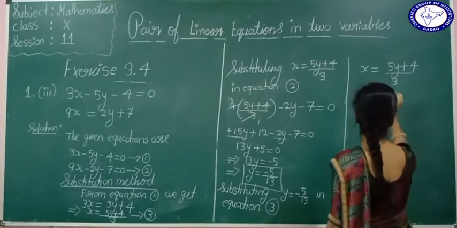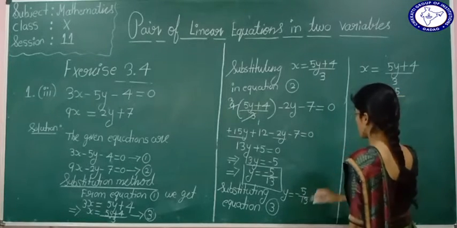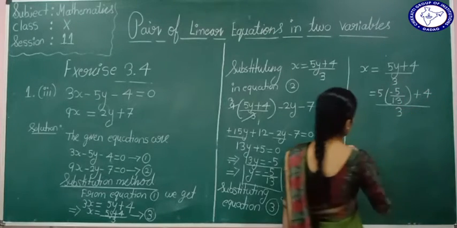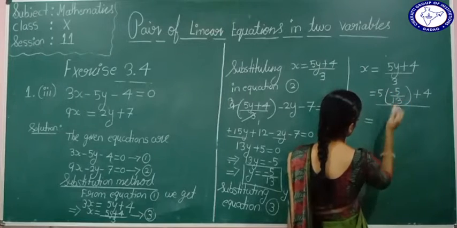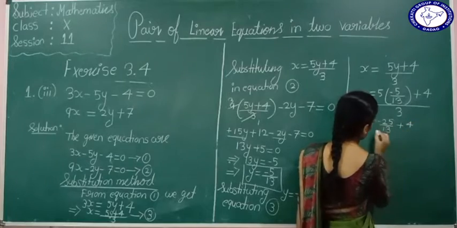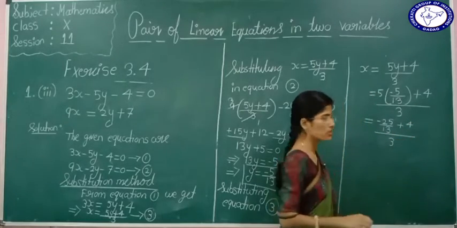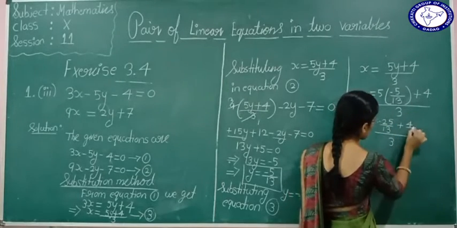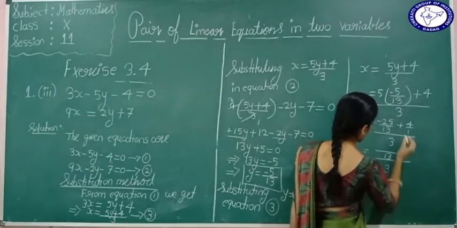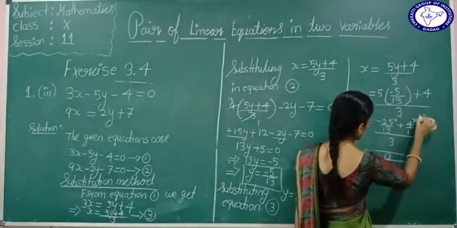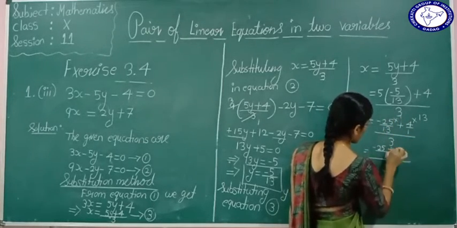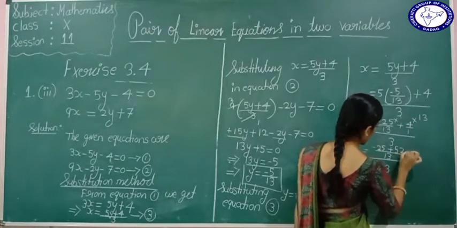The y value we got is minus 5 by 13, so x is equal to (5 times minus 5 by 13 plus 4) divided by 3. Solve this: 5 fives are 25, so it will be (minus 25 by 13 plus 4) whole divided by 3. Now we simplify the numerator. The LCM of 13 and 1 is 13. 13 ones are 13, and here minus is there, so it becomes minus 25 plus 13 fours are 52.